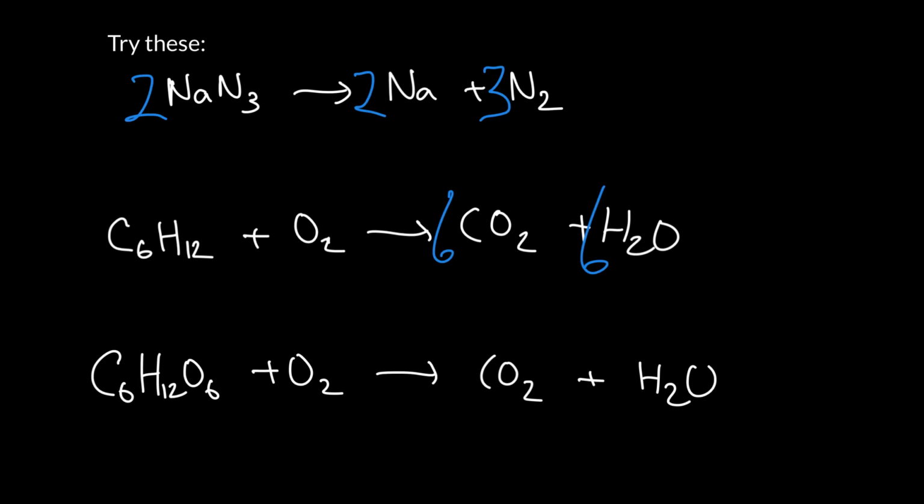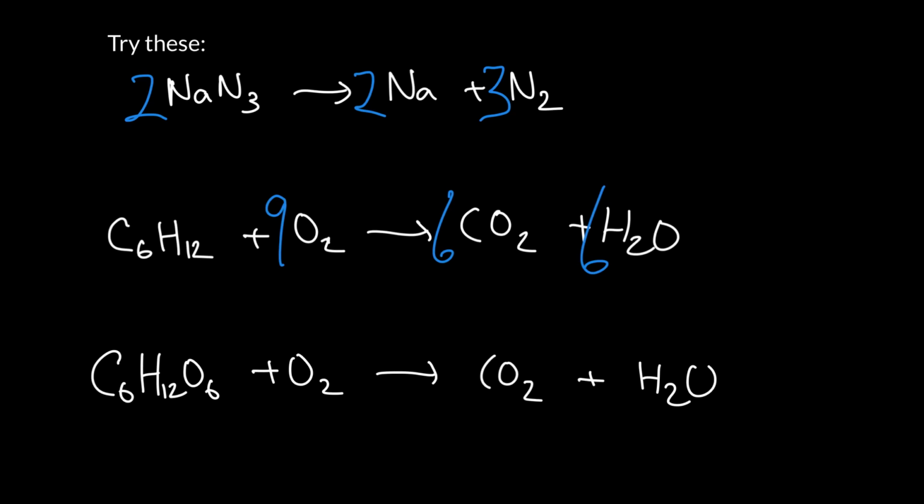And now the oxygens are kind of tricky because you've got O2 and CO2, and you've got 6 of them, so that makes 12. And you've got 1 O in water, 6 of them makes 6, and 12 and 6 are 18. Oxygen comes in a pair, so you need 9 pairs to have a total of 18. So that's the balanced equation.